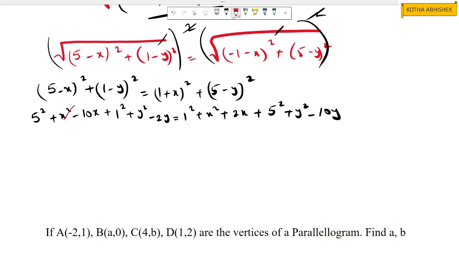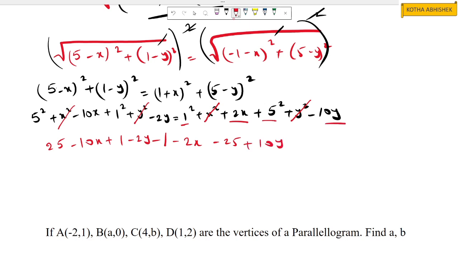Here plus x square, right side plus x square, both cancel. Right side y square, this side also y square, both cancel. Now here we remain with 5 square is 25 minus 10x as it is, plus 1 square is 1 minus 2y as it is. Right side we have 1 square, that I am taking to the left side, that will become minus 1 square, nothing but 1. Plus 2x will become minus 2x. This is 5 square, 25, so this will become minus 25. Minus 10y will become plus 10y equals 0.